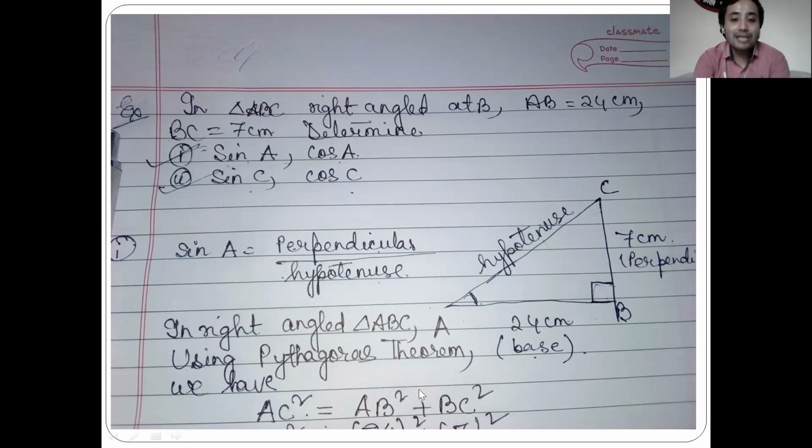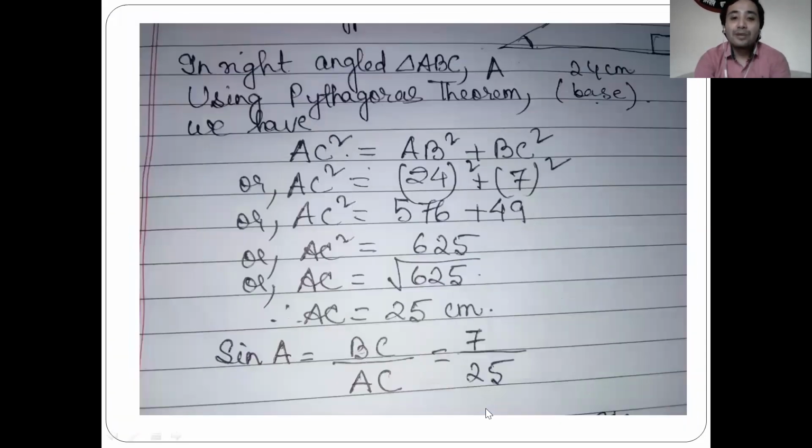Now after this, it is quite simple because I just have to put the value. So I have to find AC square. So AC square will be like that. AB is how much? 24. So 24 but squared. BC is how much? 7, 7 but it's squared. So accordingly, it will be this way.